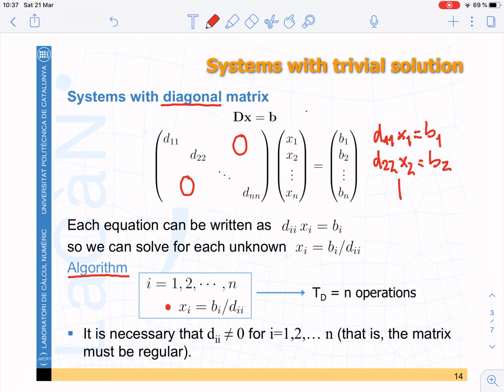And of course, we need all diagonal entries dii to be non-zero to avoid division by 0. In other words, we need matrix D to be regular, to be invertible. The operation count for this algorithm is n operations, more specifically n divisions.